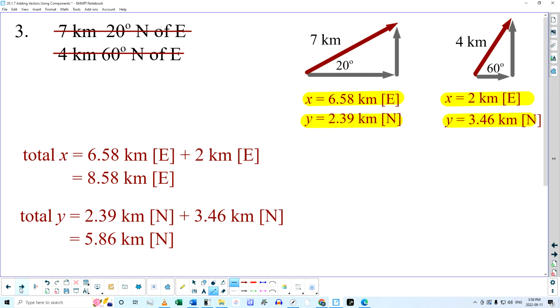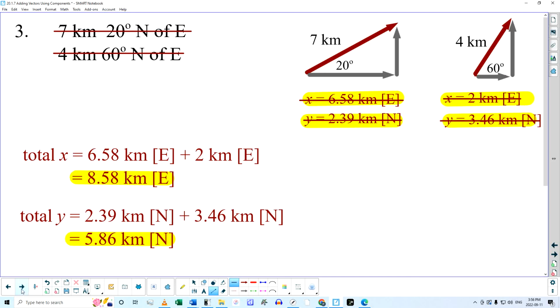because they're both north. And again, the reasoning now is that these two vectors up top that I've just crossed out are not needed anymore because I now have the total of them. It's 8.58 kilometers east. And these two vectors I don't need either because I know that they add together to give 5.86 kilometers north. So why don't I use 5.86 kilometers north instead?